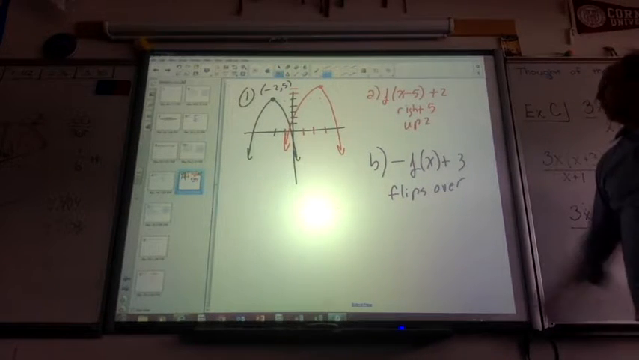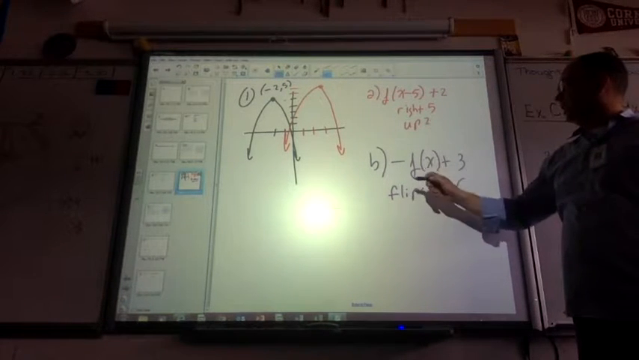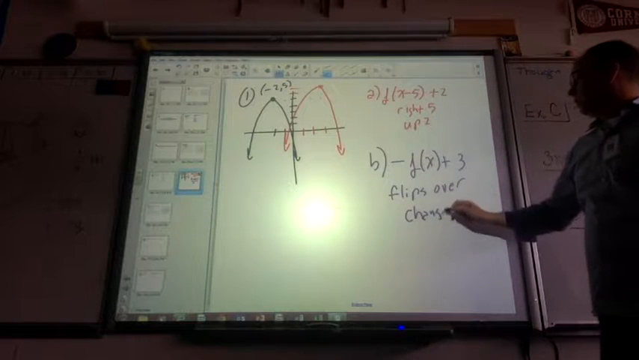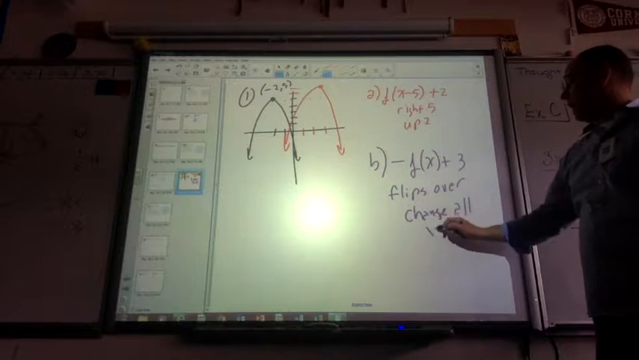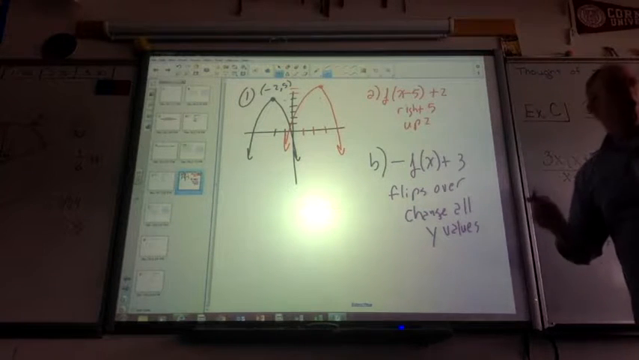Yes. All right, so this flips the whole thing over. So this whole thing's going to open up. And because of that negative out front, that changes all y values. Okay? So I'm going to do this twofold.